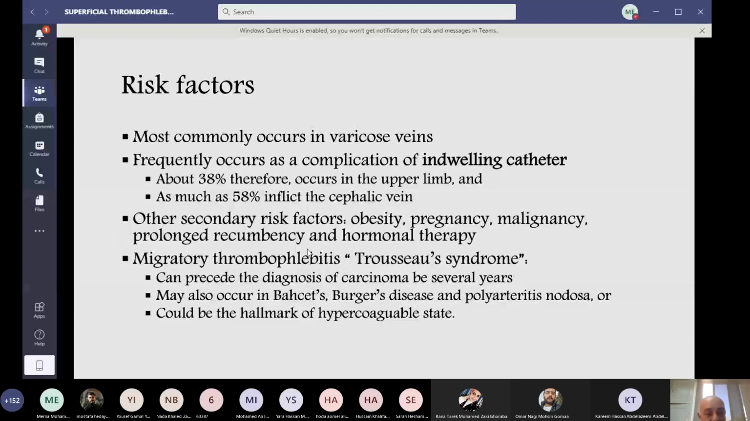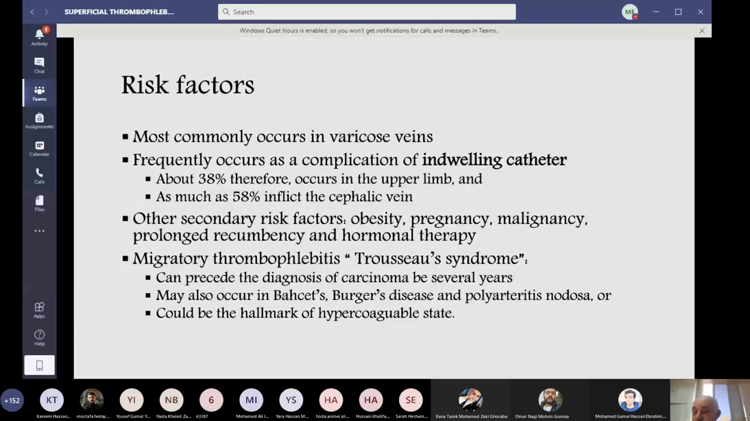We have a special entity we should keep in mind, which is called migratory thrombophlebitis. This is Trousseau syndrome. Migratory thrombophlebitis happens at a site and then goes to another site, and over the course of a few months, recurs more than 2 or 3 times.